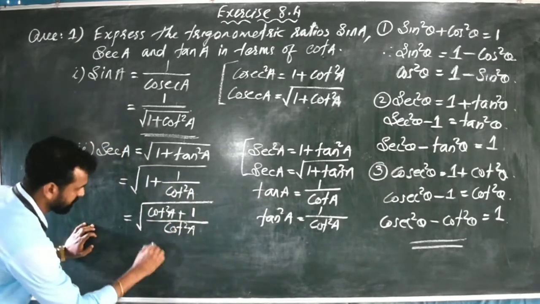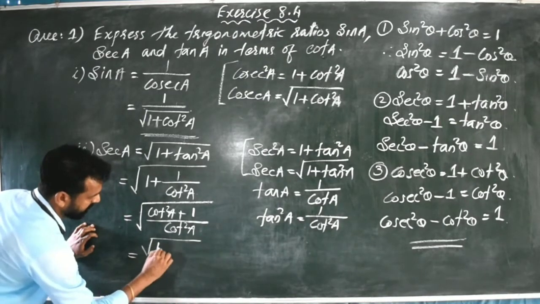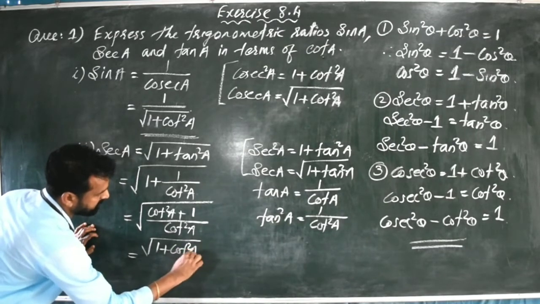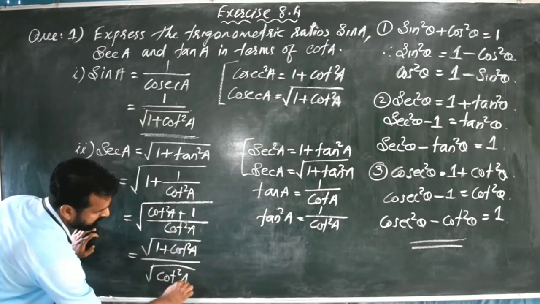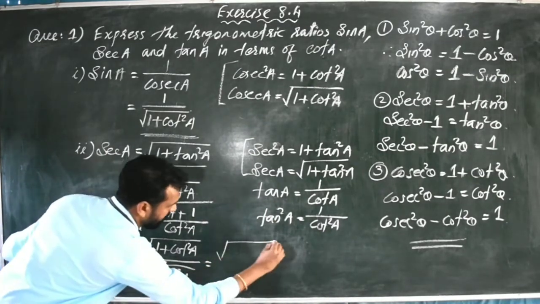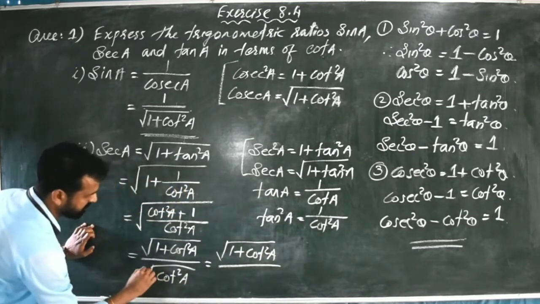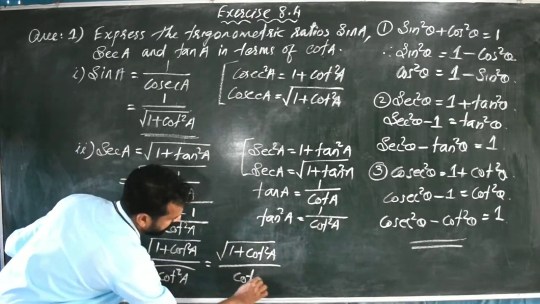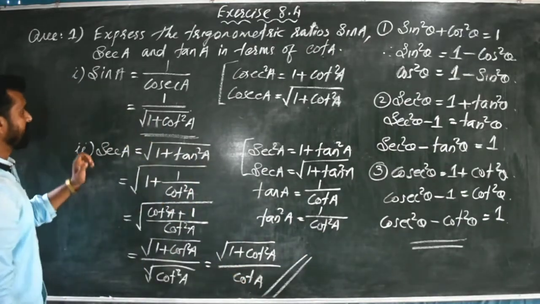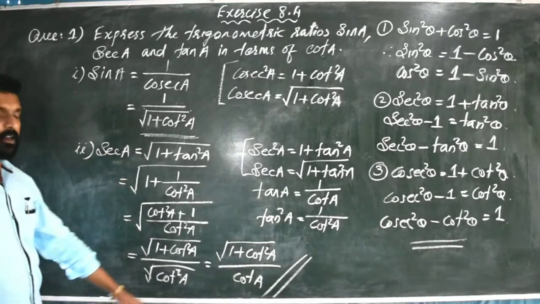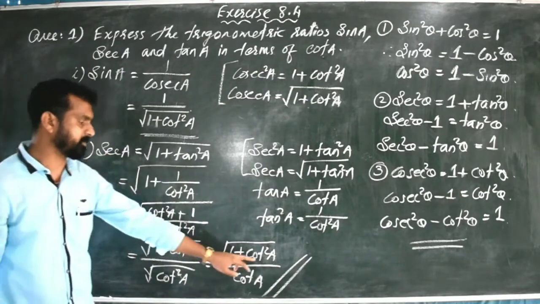Now that is equal to square root, split in the numerator and denominator. Square root of cot square A plus 1, that we can write as 1 plus cot square A also, divided by square root of cot square A. That is equal to square root of 1 plus cot square A divided by, square root and square we can cancel here. What is the answer? Cot A. Square root of 1 plus cot square A divided by cot A. That is sec A, we got the answer: square root of 1 plus cot square A divided by cot A. That means we have expressed sec in terms of cot A.